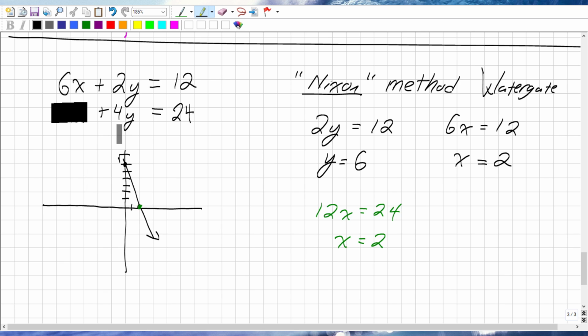Then we cover up the x. What are we left with? 4y equals 24. So I would say 4y equals 24. Then we divide both sides by 4, we get y equals 6. Okay, well, let's graph y equals 6. Uh-oh. Alright, well, just like the fish, we're going to have to finish this one off.